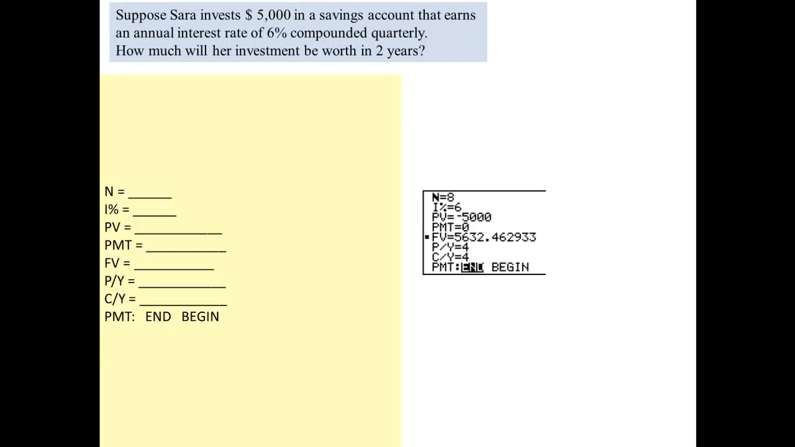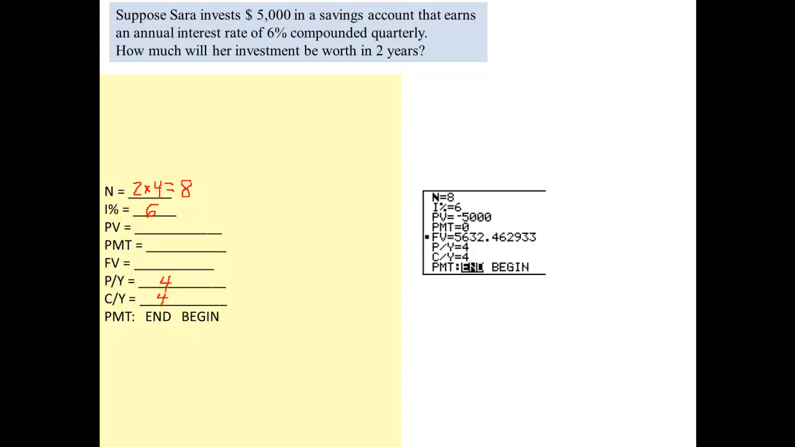Let's look at an example of just compounding interest. Suppose that Sarah has invested $5,000 in an account that's earning 6% compounded quarterly. So the interest rate is 6. The compounding is quarterly. And N is not 2 here, it's 2 times 4. 2 years times 4 quarters per year equals 8 compounding periods total.